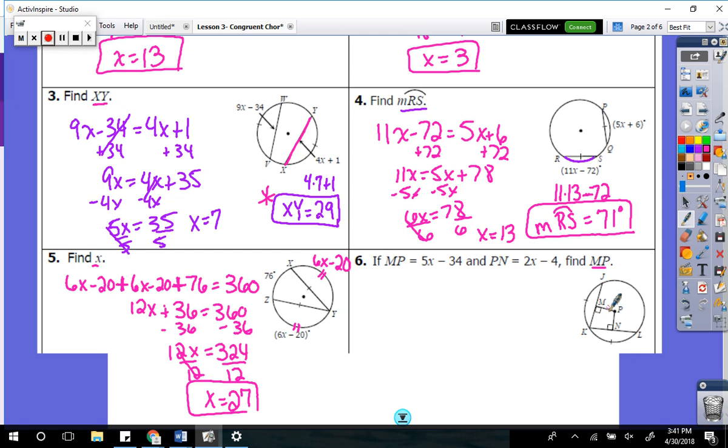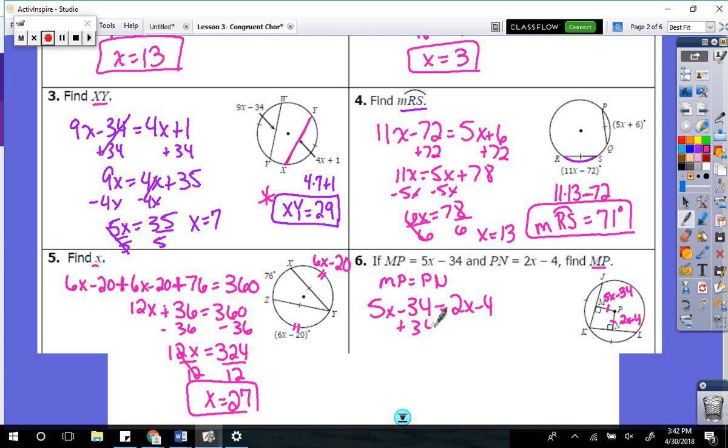With these perpendiculars, we know that this is equal to this from our notes earlier, because that is also equal to these pieces. So I can say this here is 5x minus 34. I can say from what we have 2x minus 4. So NP is equal to PN. So 5x minus 34 is equal to 2x minus 4.